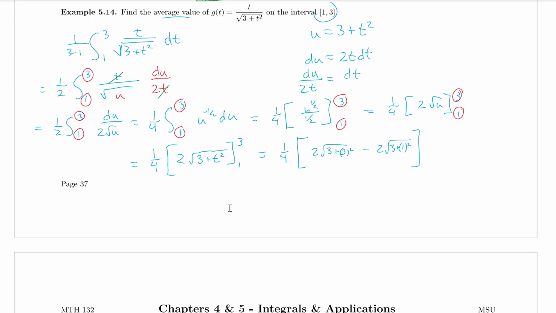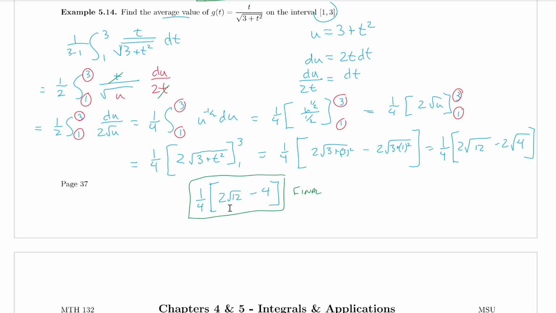1 squared. And if we simplify that one step, we have 1/4 times 2 square root of 12 minus 2 square root of 4. And I could stop there, but I am going to go ahead and simplify this just one more step. So we get 2 square root of 12. I'm not going to rationalize that, but I do get a 4 right here, and that's a little bit easier to write. So that's going to be our final answer for our average value. We could have left this right here when we plugged in our numbers, but that is our average value for this thing.